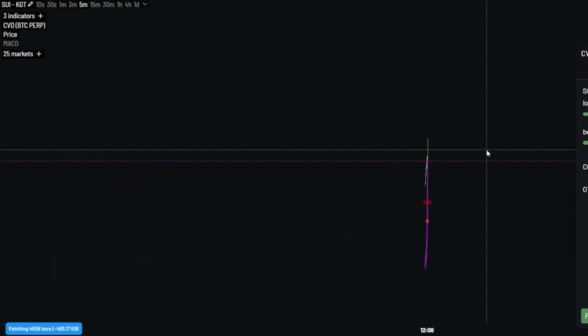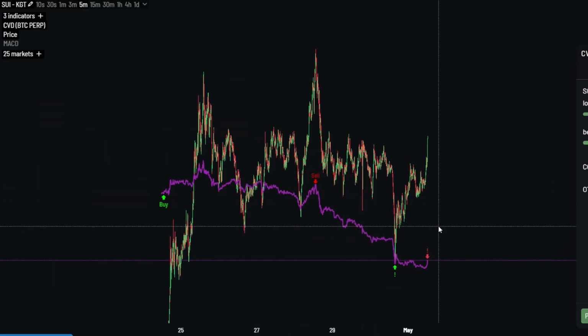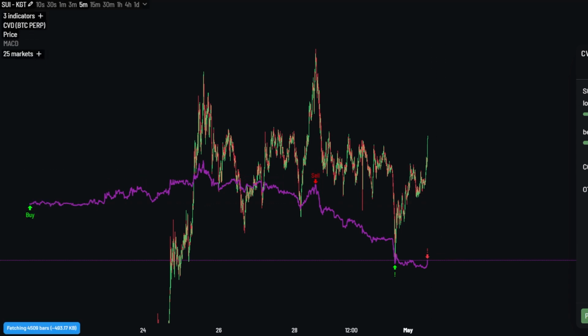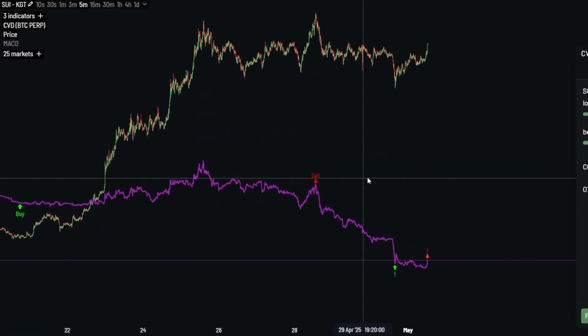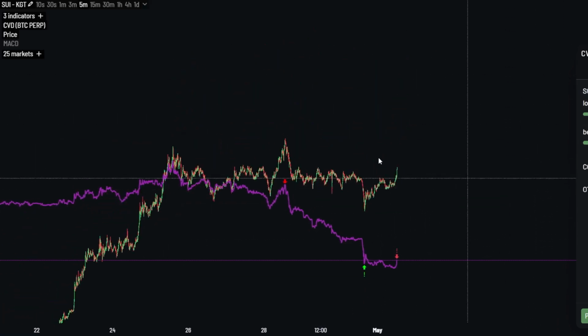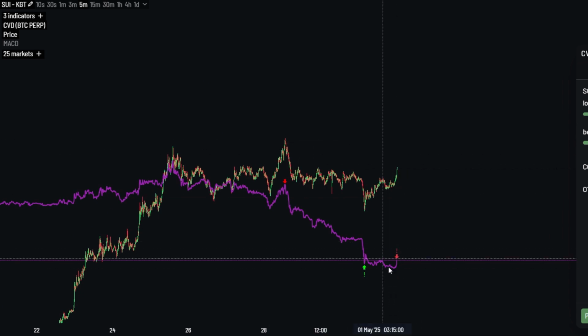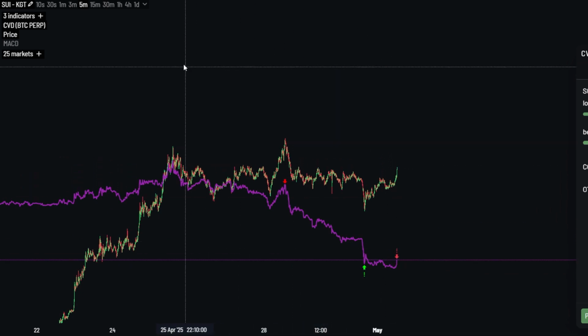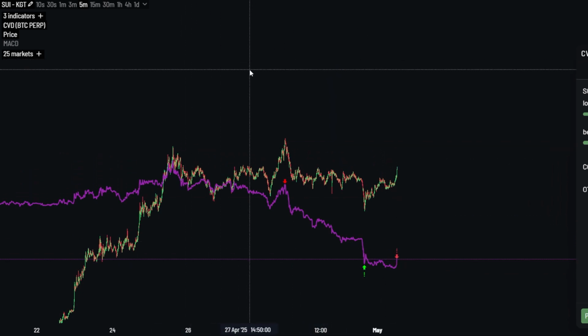So yeah, also on the 5-minute chart we have it. On a bigger time frame, we even have this signal, and that means it is a strong signal for the bearish. Yeah. So we're gonna see how this is gonna unfold for SUI.